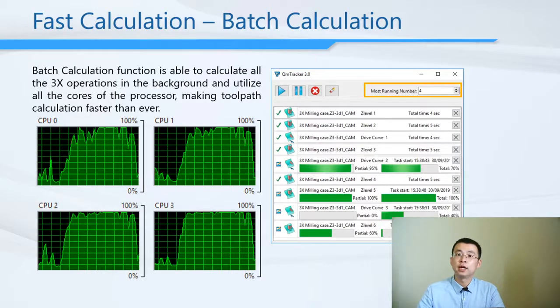And it will utilize all the cores of the processor. That means nowadays the computer specification is much better than before. Maybe you got 4 cores, maybe you got 8 cores, maybe you got 64 cores in your computer. The more cores you have, the faster you get to calculate the operations.